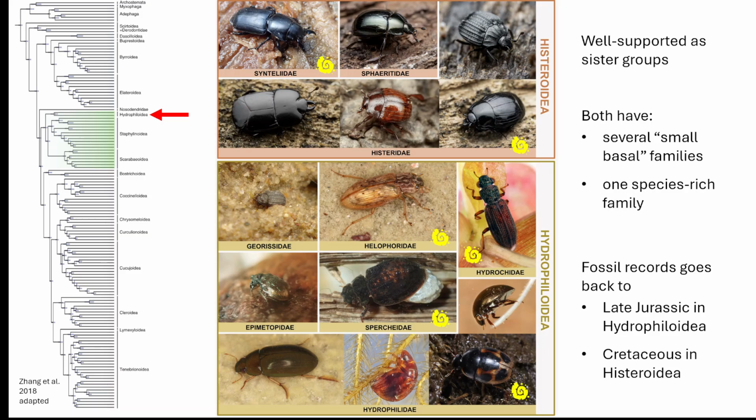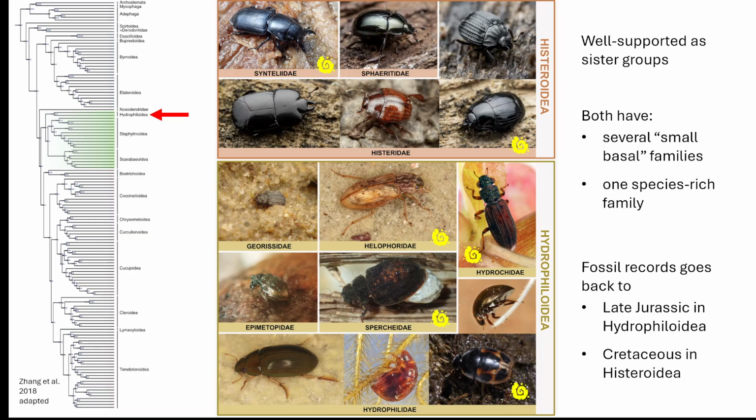What is similar among them is also the fossil record. It dates back to the late Jurassic in hydrophiloids and to the Cretaceous in histeroids. You can see that not all families are actually present in the fossil record. We have quite many fossils of histeroids. There's one fossil of Synteliids, but no Sphaeritidae. In Hydrophiloidea, we have fossils for all families except the small Georissidae and Epimetopidae.